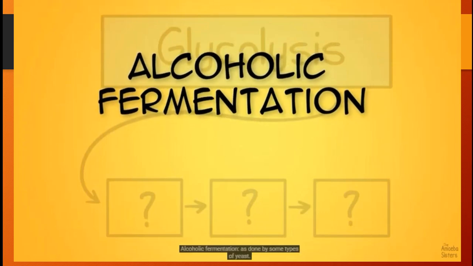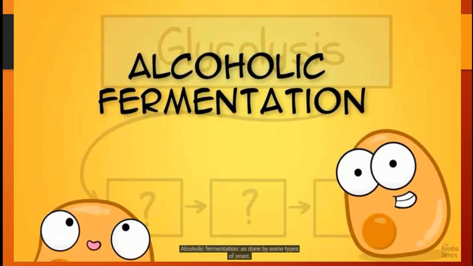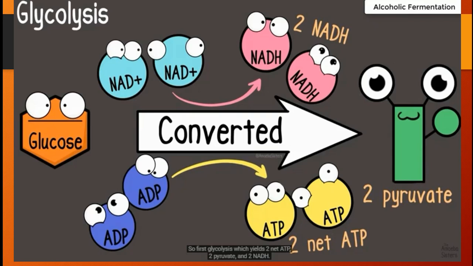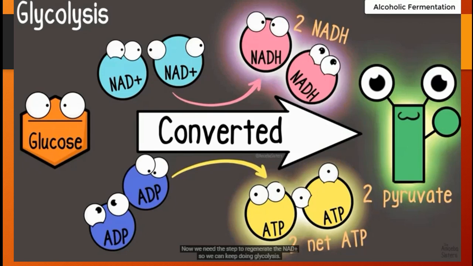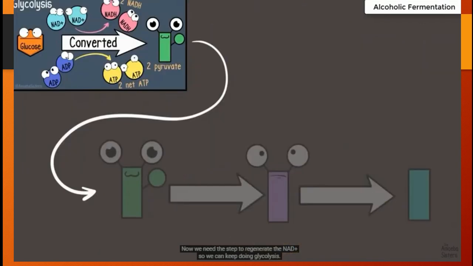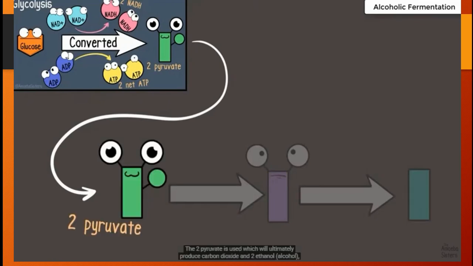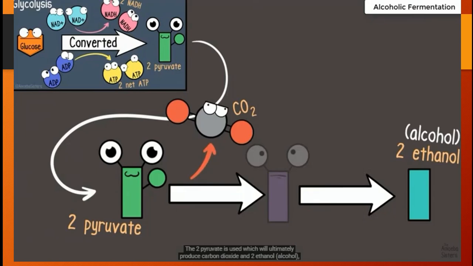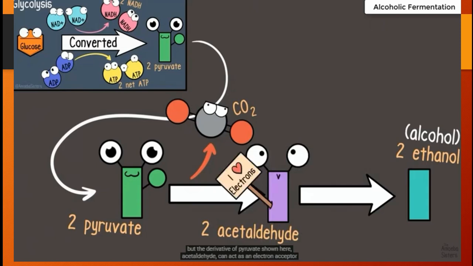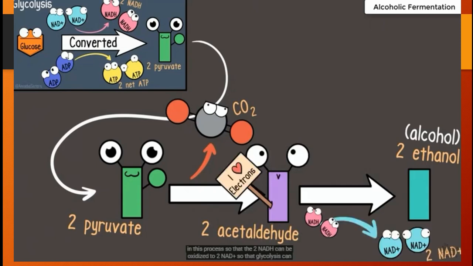Alcoholic fermentation is done by some types of yeast. So first glycolysis happens, which yields 2 net ATP, 2 pyruvate, and 2 NADH. Now we need this step to regenerate the NAD+, so we can keep doing glycolysis. The 2 pyruvate is used, which will ultimately produce carbon dioxide and 2 ethanol, alcohol. But the derivative of pyruvate shown here, acetaldehyde, can act as an electron acceptor in this process, so the 2 NADH can be oxidized to 2 NAD+, so that glycolysis can start all over.